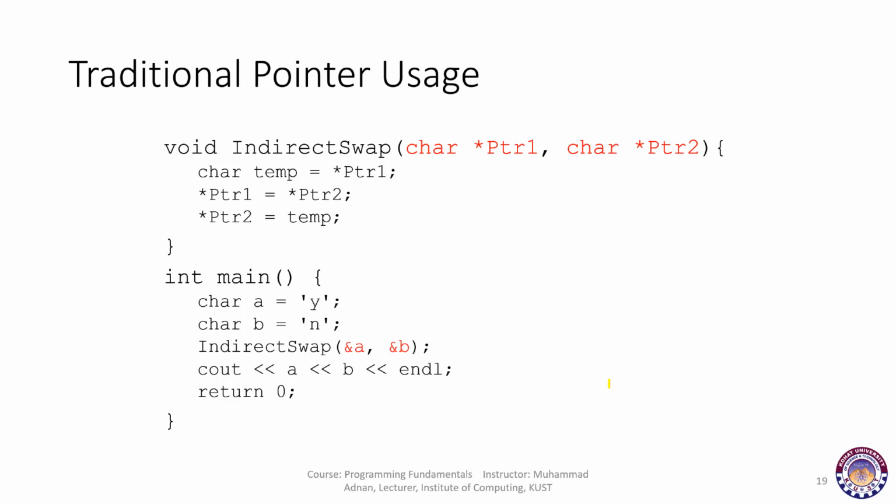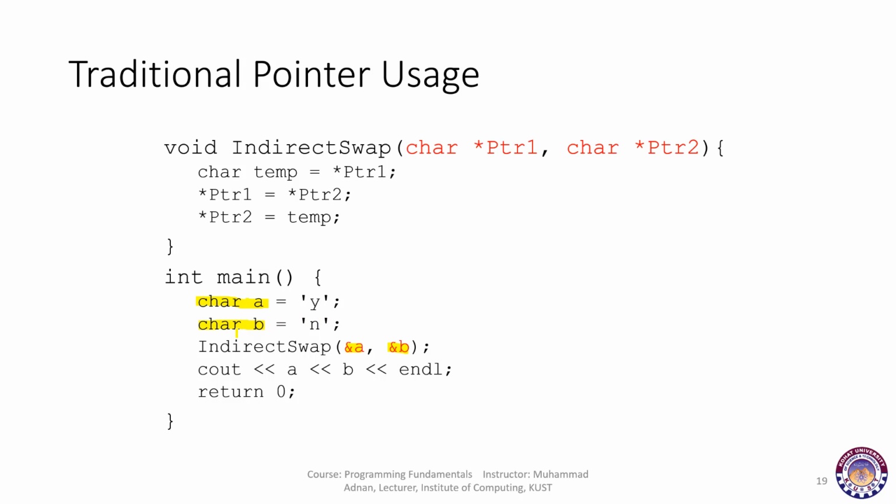Now we can see one of the common and traditional uses of pointers. We have a main program and a user-defined function called indirect swap, where we have two pointers as parameters, and when we call them, they are called the arguments. So in the main function, we have a character a having a value of y, and then we have a character b having a value of n.